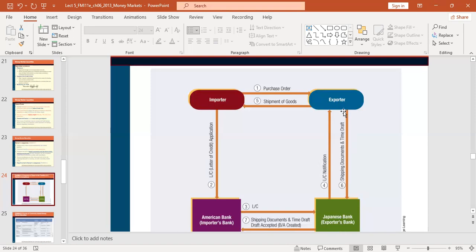The exporter will now notify his bank, and also the shipping document and the term draft will be given to this bank. So once the Japanese bank receives all these documents, it will now notify the American bank. So that is how it works. So instead of the importer and the exporter dealing with each other to eliminate the risk, they both involve their banks.